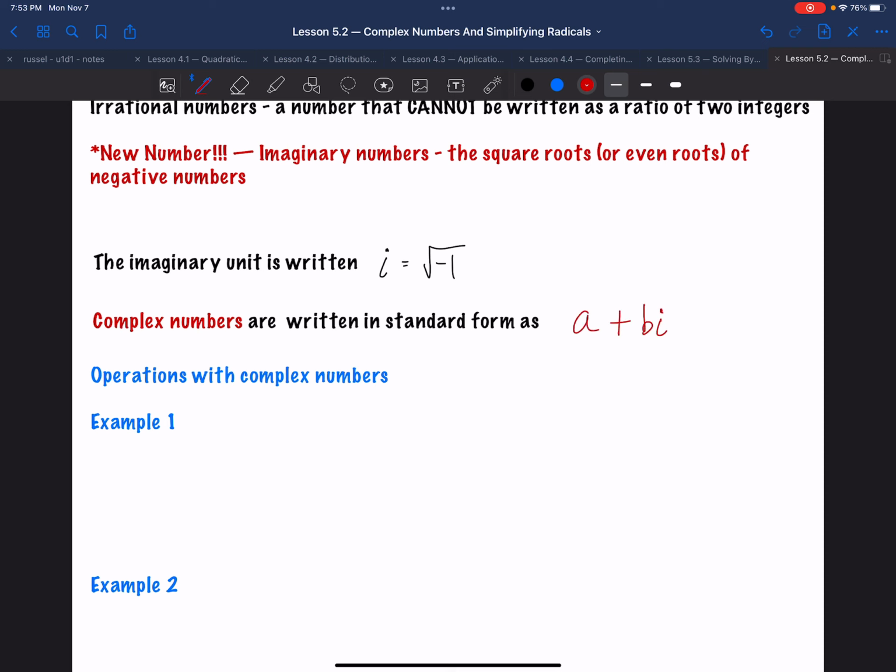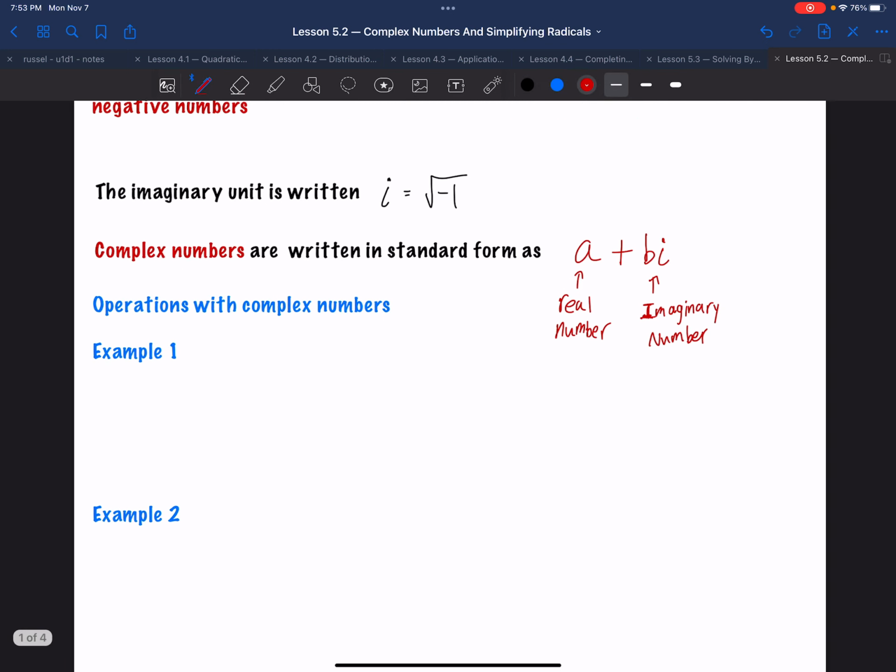Now, complex numbers are written in standard form as a plus bi. This is how we write complex numbers, where a is a real number and bi is an imaginary number. So b times i could be an imaginary number or imaginary component. The b value can be a real number. So, for instance, 2 plus 5i. 2 is a real number, but 5i is an imaginary number because it has that imaginary component.